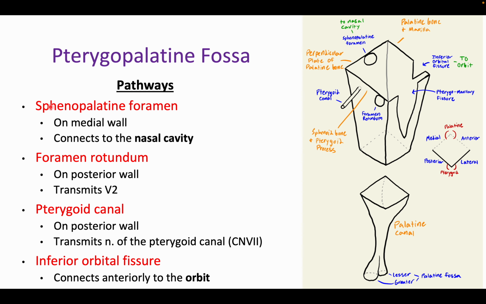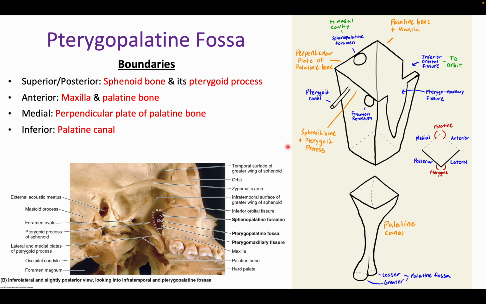First we'll look at our sphenopalatine foramen. That's going to travel to the nasal cavity on the medial wall. And so going back to this, that's going to be this hole that we see here. What it's going to do is connect the infratemporal fossa to the nasal cavity via the pterygopalatine fossa.